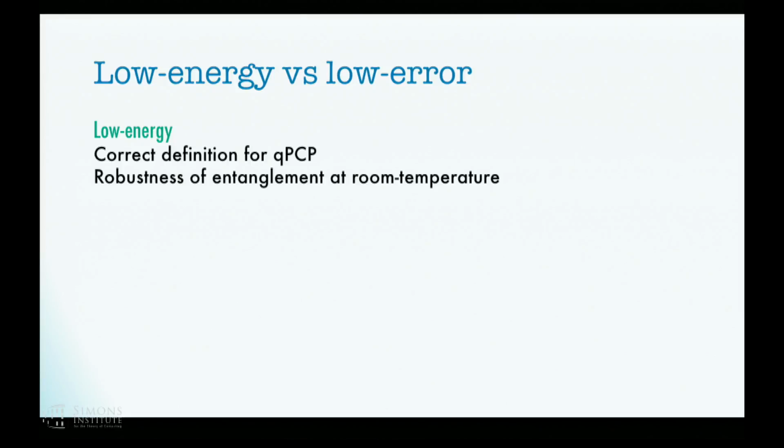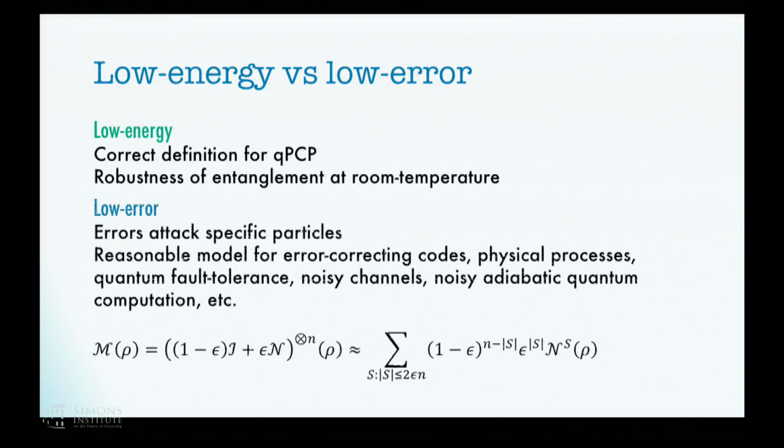The low energy definition seems to be the correct definition for quantum PCPs and entanglement at room temperature. A low error one is the right notion for error correcting codes and physical processes, these sort of things. Anything where the error acts qubit by qubit and doesn't affect the whole state at one time.